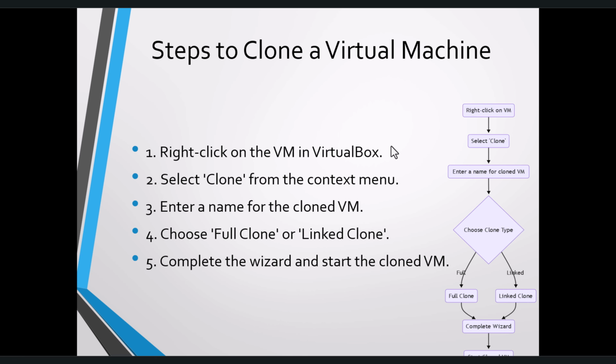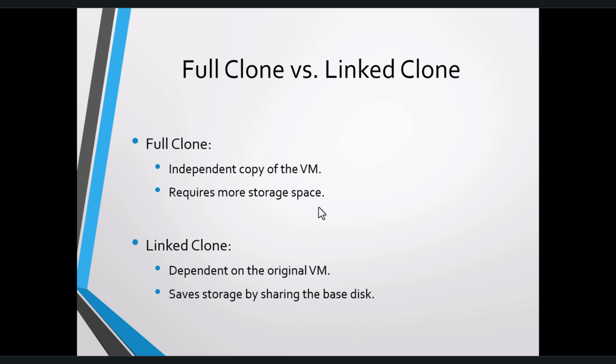Steps to clone a virtual machine. Right click on the VM, select clone, enter the name for the clone VM and choose the clone type. There are two types of clone: full clone and linked clone. And then click on complete wizard and start the VM. These are the steps to clone a virtual machine. In the next step, we will see practically how to clone the virtual machine. Let's go to the next slide.